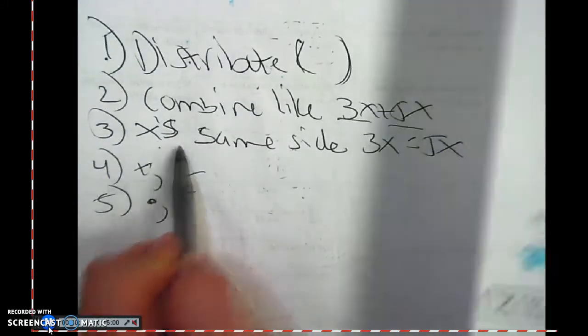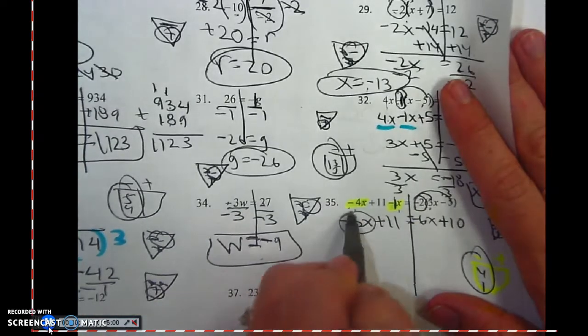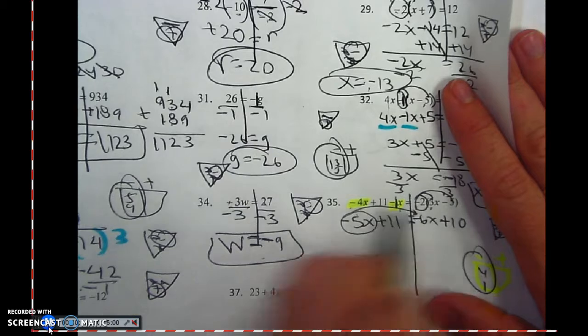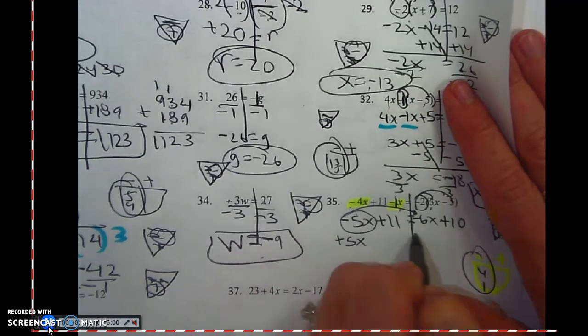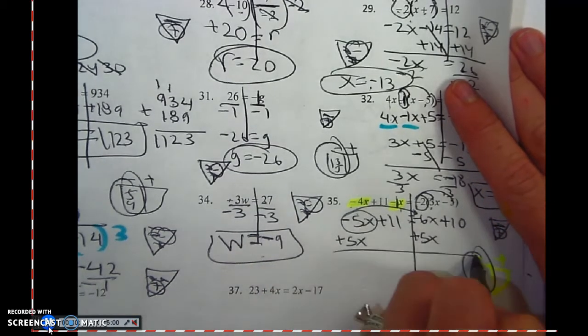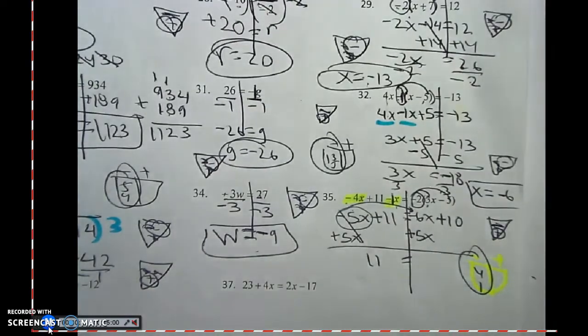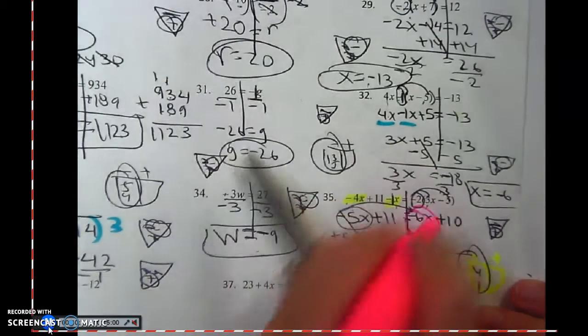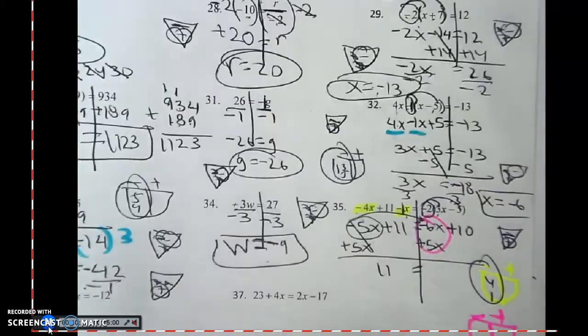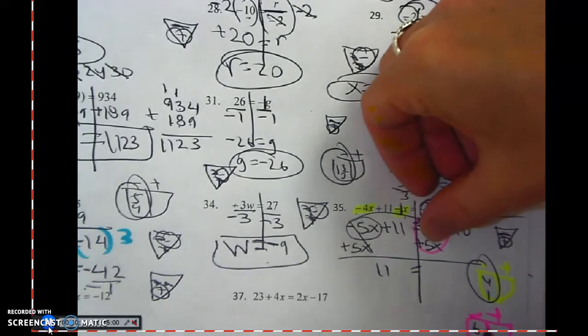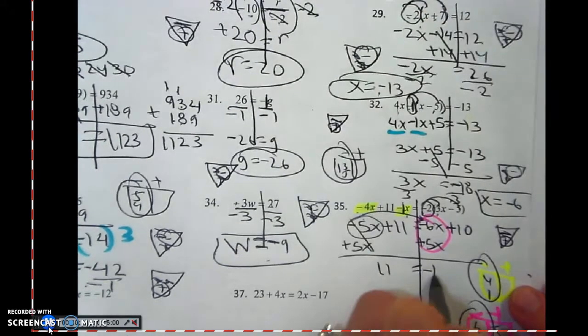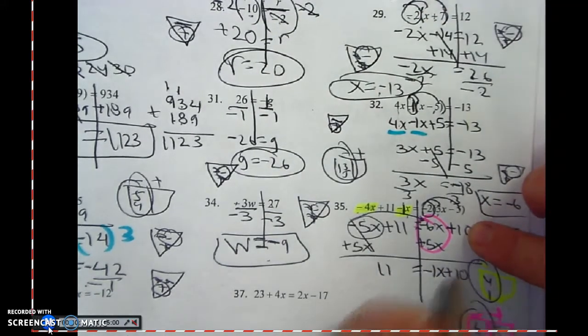Okay? Now I'm going to take small x to big X. So I'm going to take this and throw it over there. So plus 5x plus 5x. 11 equals, I'll do another box here for the negative 6 and the 5. So 6, 5, boom, negative 1x. Don't forget the plus 10.